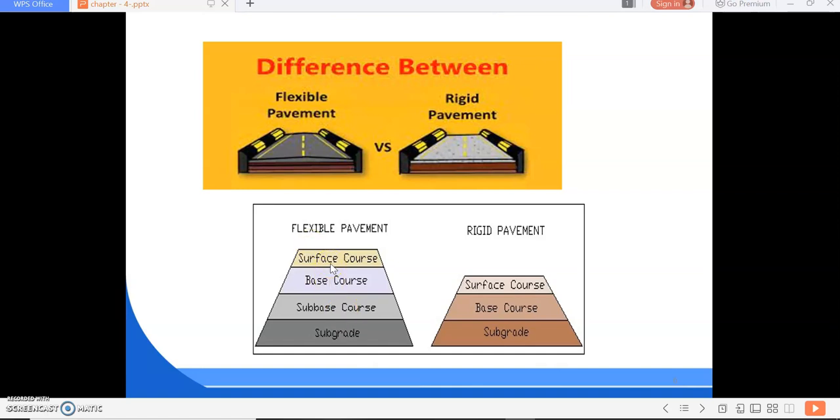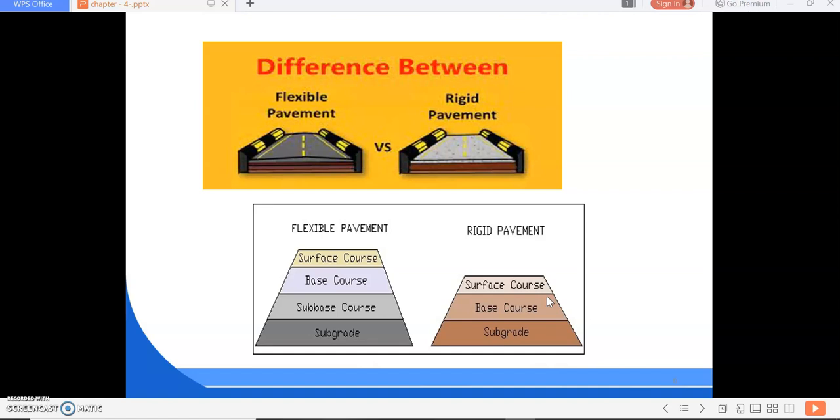In the same way, if we look at rigid pavement, we can see that yes, there is also a subgrade layer, then base layer, surface course. Okay. So there is no subbase course, and we can say there is a difference between these two because here we are using different materials for different roads. But in the subgrade case, we are using the same material, soil.